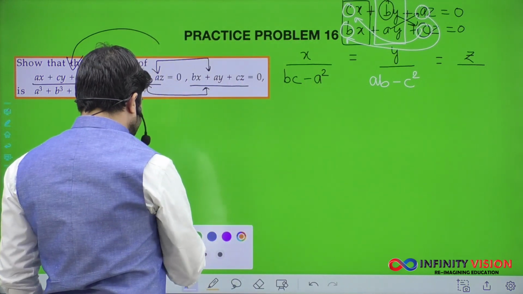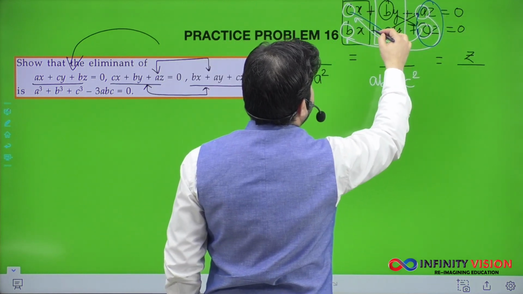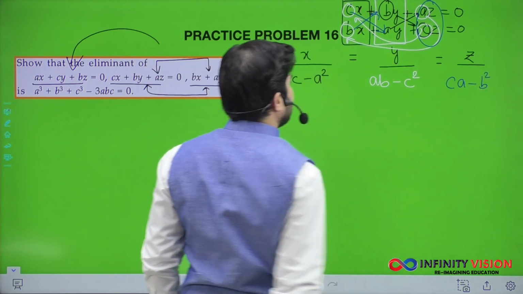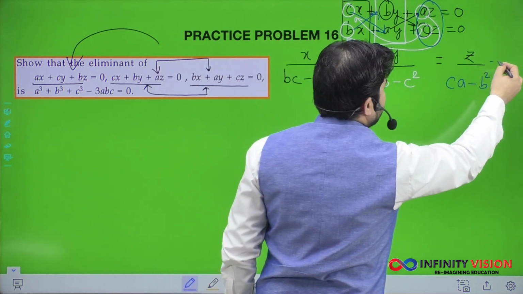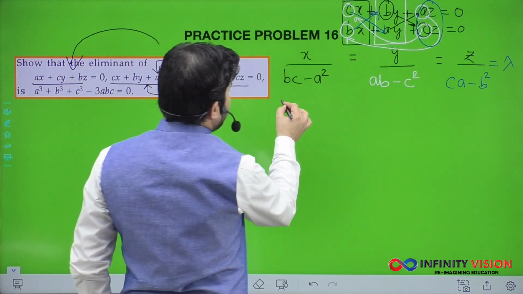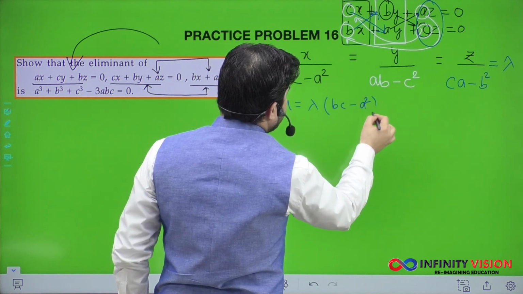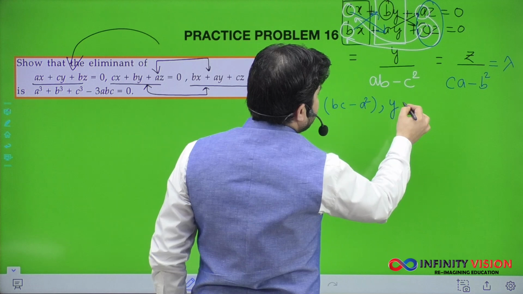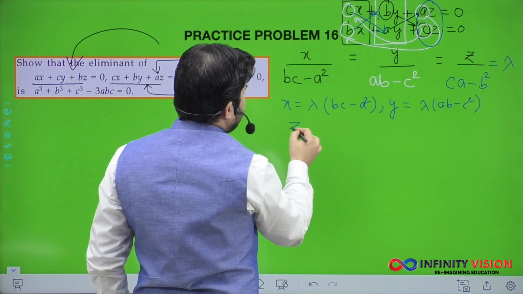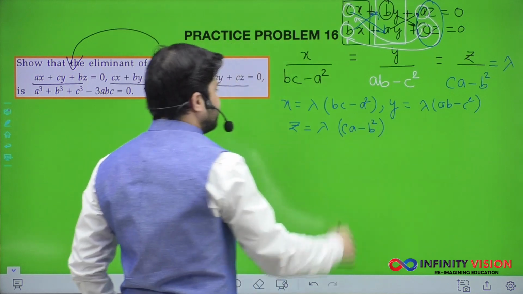And for the constant below z, you are just going to hide these two terms, and then you say c into a is ca, minus b square, so you're going to write ca minus b square. Now you can write everything equivalent to lambda, because you have the continued equal ratio. So x is nothing but lambda into bc minus a square, y is nothing but lambda into ab minus c square, and z is nothing but lambda into ca minus b square.